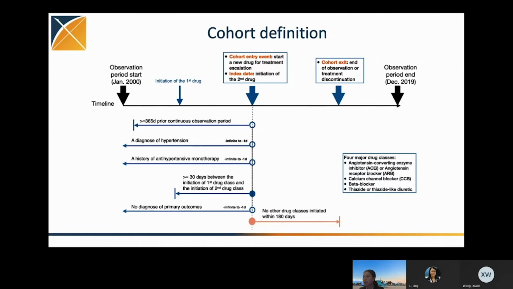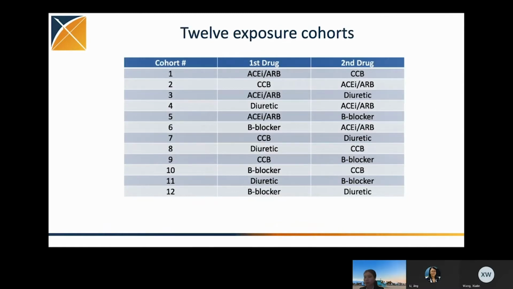Here we consider 4 major drug classes: ACE inhibitors or ARBs, angiotensin receptor blockers, calcium channel blockers, beta blockers, and thiazide or thiazide-like diuretics. Based on these 4 different drug classes, we construct 12 exposure cohorts. These represent all different combinations of these 4 drug classes.